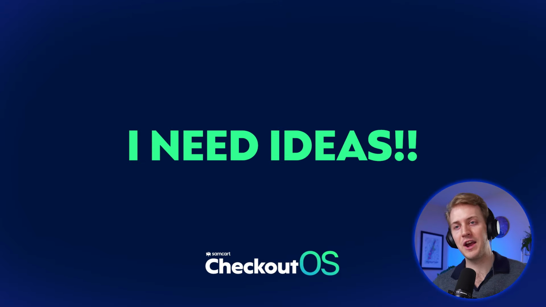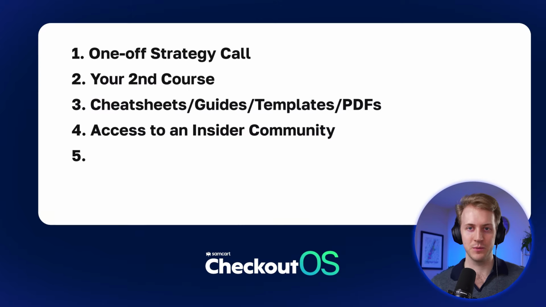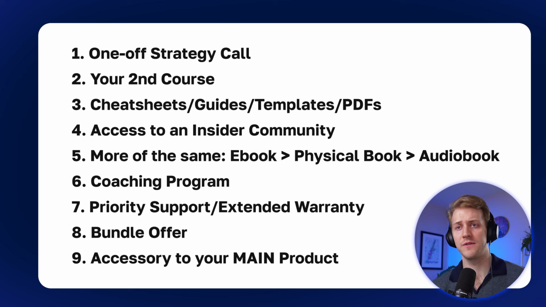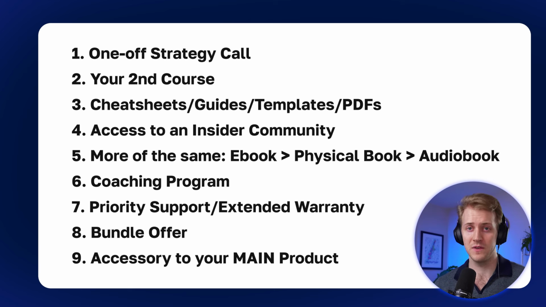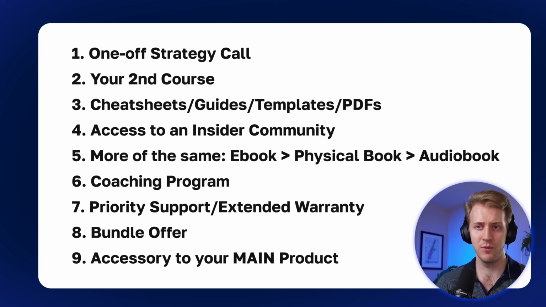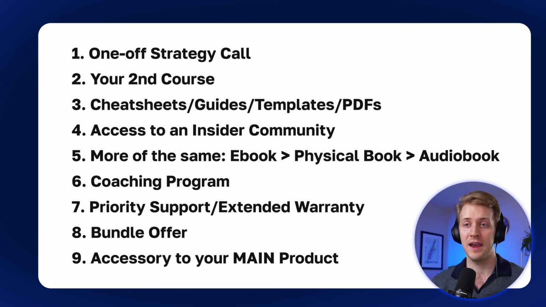If you're struggling right now to think of what else you could offer alongside your main product, here are some ideas that we've seen. You could offer a one-off strategy call. You could offer your second online course, cheat sheets, guides, templates, PDFs, access to your insider community. Say you're selling an ebook or a physical book, you could offer more of the same. If you're buying the physical book, you could offer the ebook or the audiobook, coaching programs, priority support, extended warranty, bundle offers, and accessories to your main product. So say you're selling a grill, the order bump would be the grilling tools.